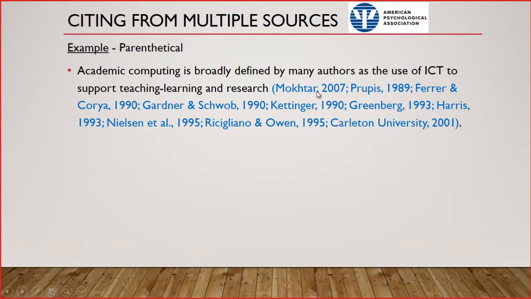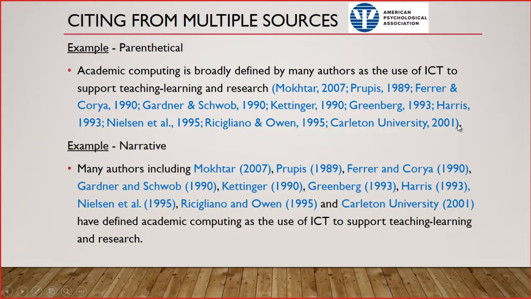You can see that you separate with a semicolon. This is all in one bracket. Mohta, comma 2007. This is one author. Semicolon. Propis 1989. This is another author. Semicolon. If you have 2 authors, Ferrer and ampersand Korea, comma 1990, semicolon. So you separate this using semicolon, but retain one set of parentheses or brackets.